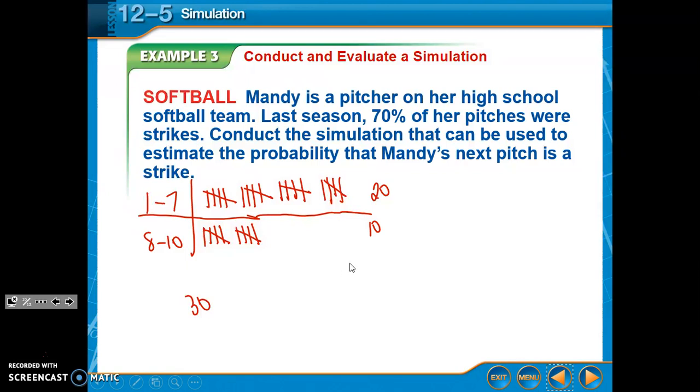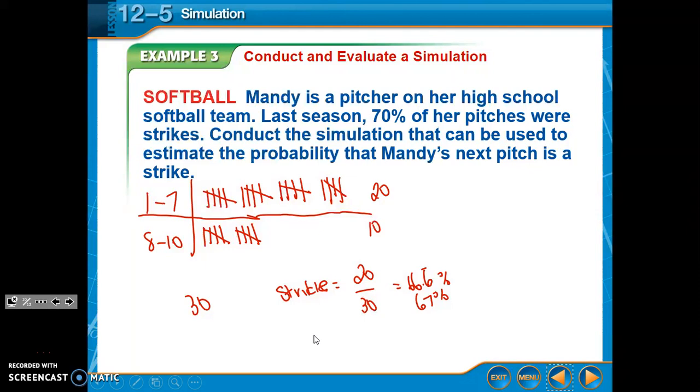So my experimental probability is, well, I got 20 out of 30 for a strike. Can't spell for the life of me. Strike. So that's going to be 0.6 repeating, or 66.6 repeating percent. So 2/3 is about 67%. So about 67% of the time she was throwing strikes, which is kind of close to what was estimated.